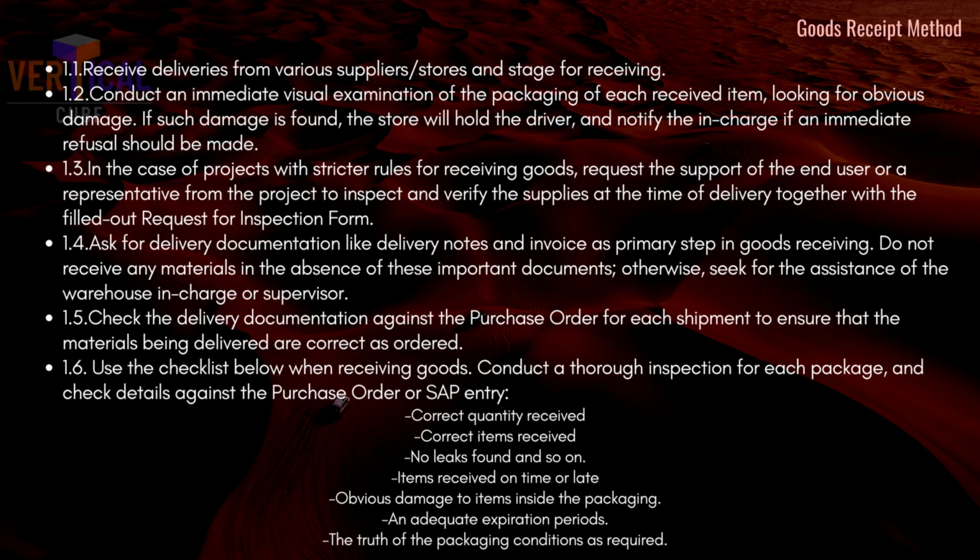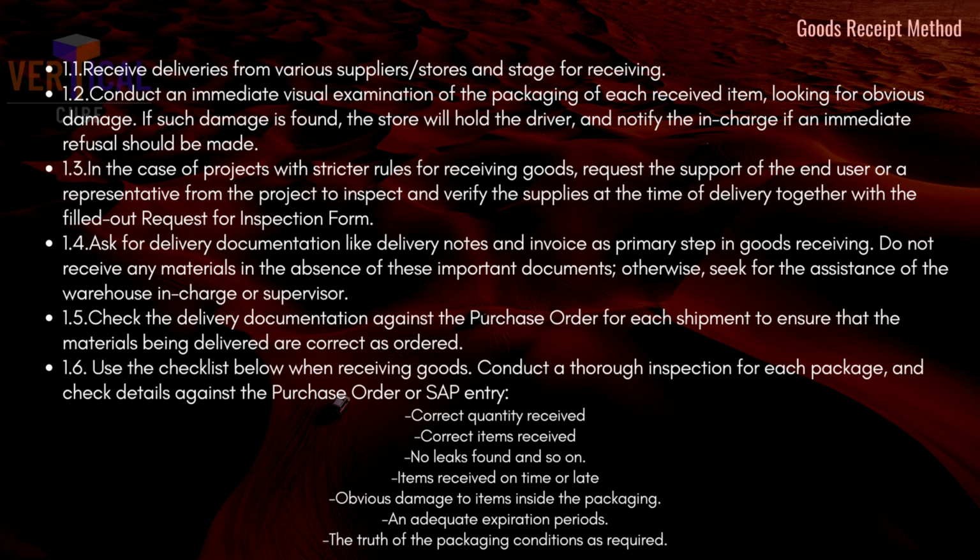Goods receipt method. 1.1. Receive deliveries from various suppliers/stores and stage for receiving. 1.2. Conduct an immediate visual examination of the packaging of each received item, looking for obvious damage. If such damage is found, the store will hold the driver and notify the in-charge if an immediate refusal should be made. 1.3. In the case of projects with stricter rules for receiving goods, request the support of the end user or a representative from the project to inspect and verify the supplies at the time of delivery together with the filled-out request for inspection form.